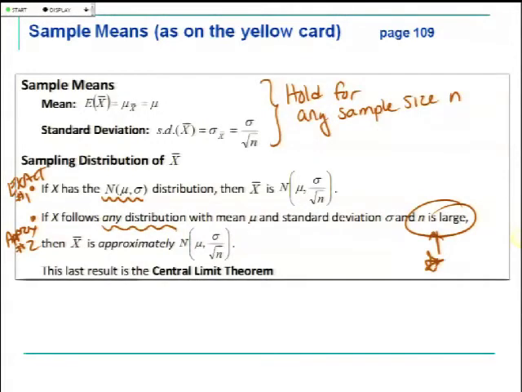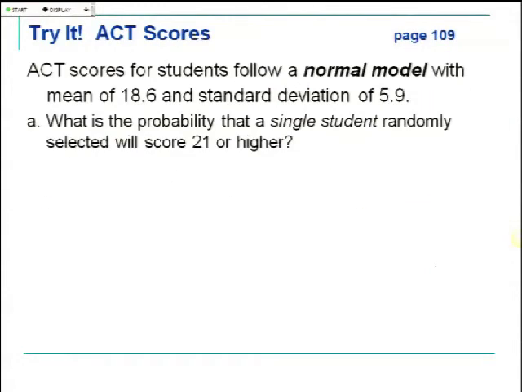You've got ACT scores here. You have a normal model for ACT scores, with a mean of 18.6 and standard deviation of 5.9. Not real nice numbers, but that's the model that holds for these scores. So right now, before we even go to the questions, 18.6, what symbol would you use to represent that? It's a mean. Is it mu or X bar?